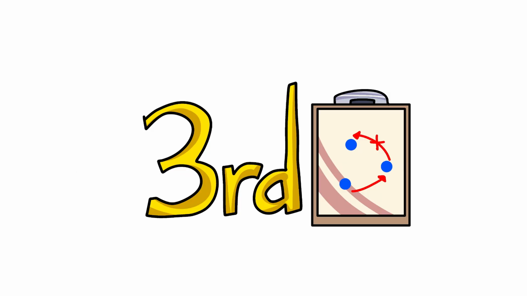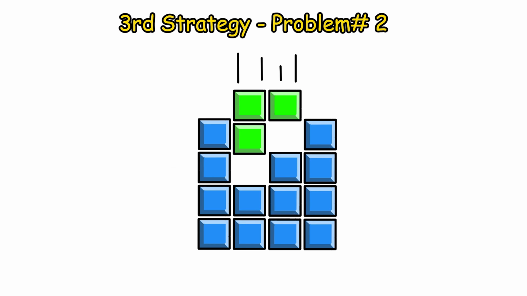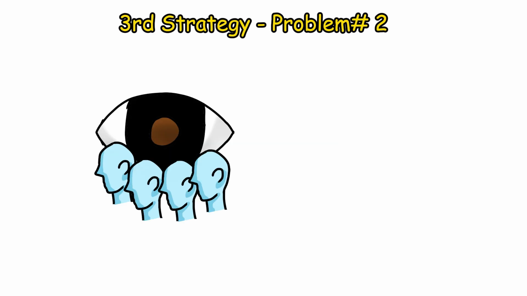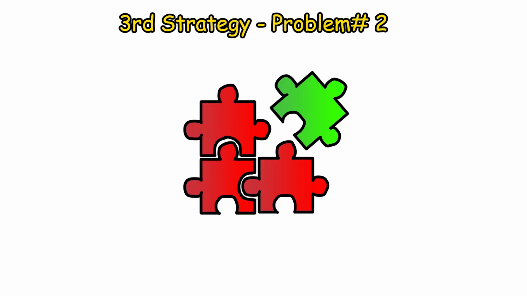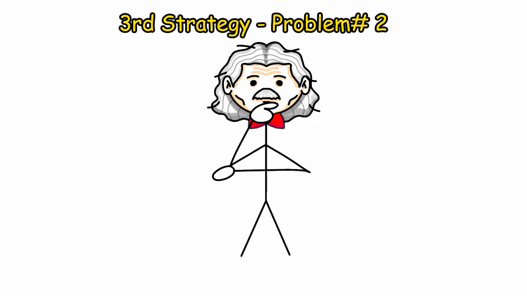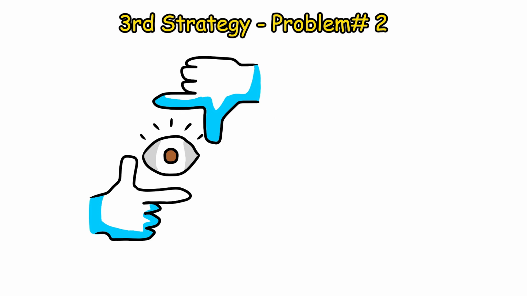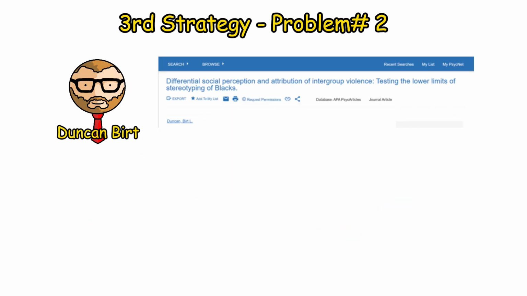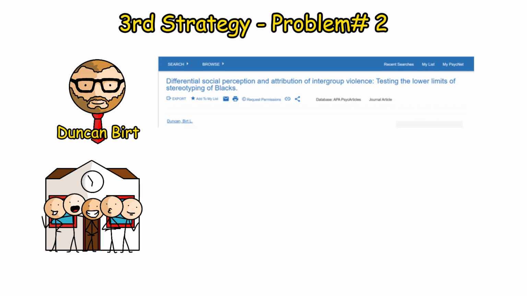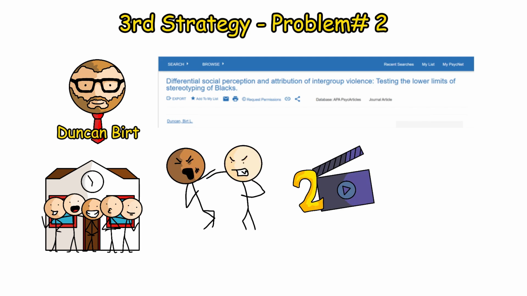The third strategy helps us make sense of things by filling in missing information with stereotypes and generalizations based on prior knowledge. This process allows us to fill gaps with plausible assumptions, even if we later forget which parts were based on reality and which were based on speculation. In 1976, Duncan Burt conducted a study with 96 white university students, showing them two types of films. In one, a white student was attacking a black student. In the other, the exact opposite occurred. A black student was attacking a white student. The act of aggression was identical in both videos.